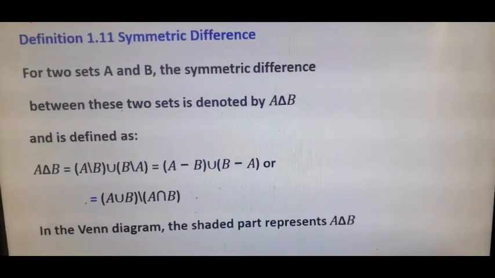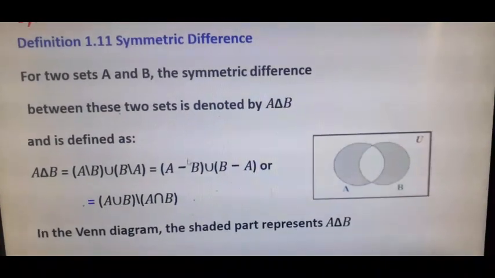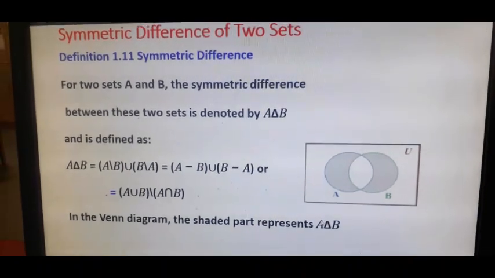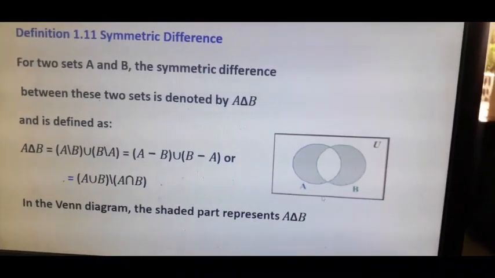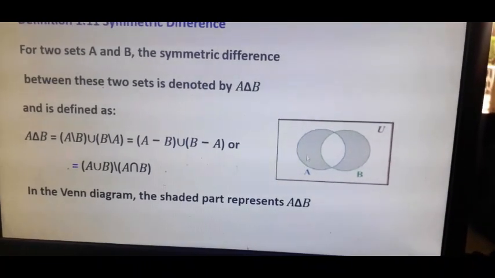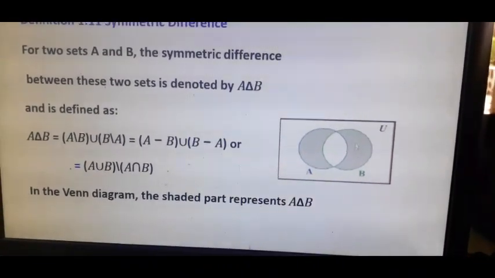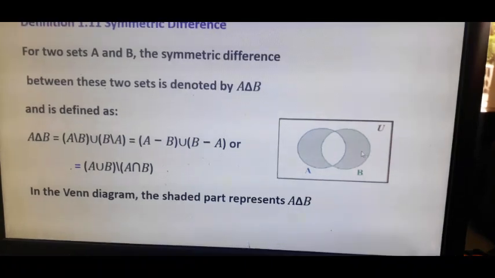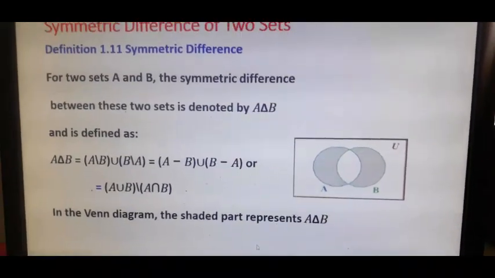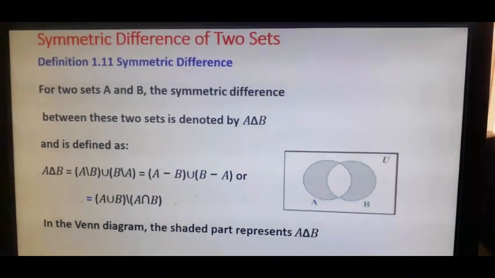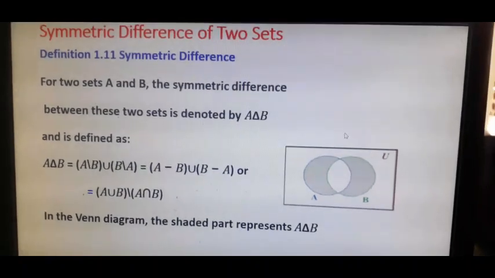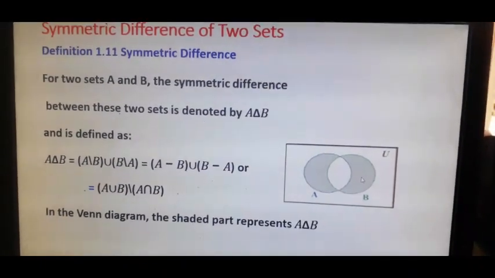In the Venn diagram, the shaded region represents A delta B. That means the shaded part, this part is A without B. This part is B without A. So the union of A without B and B without A gives us the symmetric difference of two sets A and B. So this can be represented by Venn diagram as such.